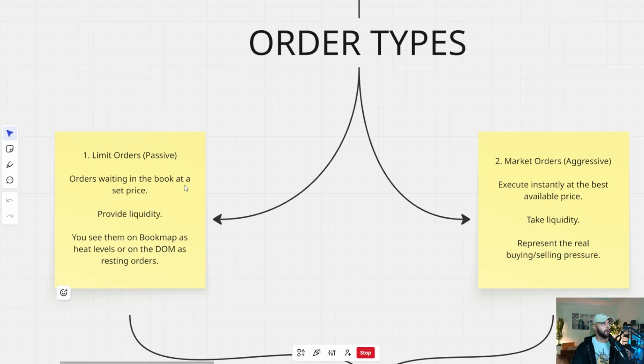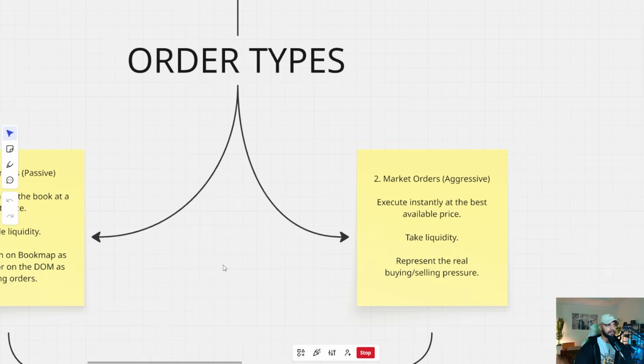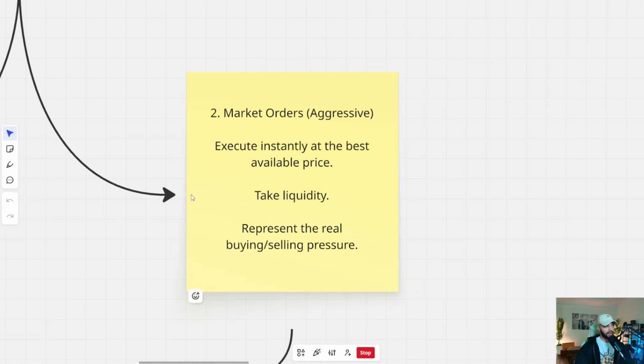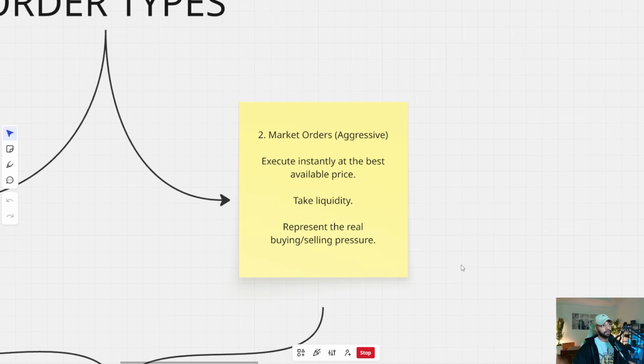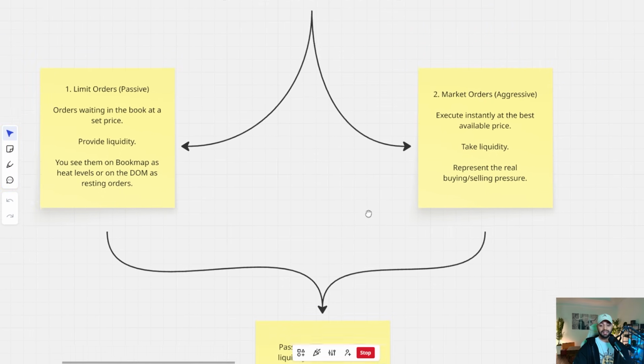So what this is telling you, right? Limit orders are passive. Orders waiting in the book at a set price provide liquidity. You see them on Bookmap as heat levels or in the DOM as resting orders. We'll look at that in a second as well. Market orders are aggressive, right? They execute instantly at the best price available. Think of the lobster analogy. They take the liquidity and they represent the real buying and selling pressure of the market. So hopefully that made sense to you guys.